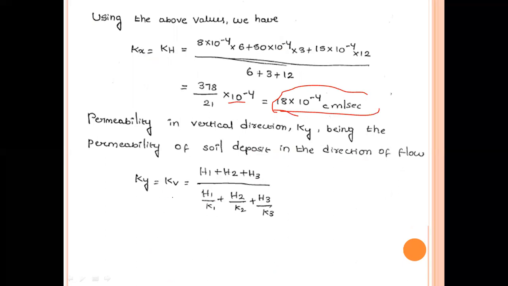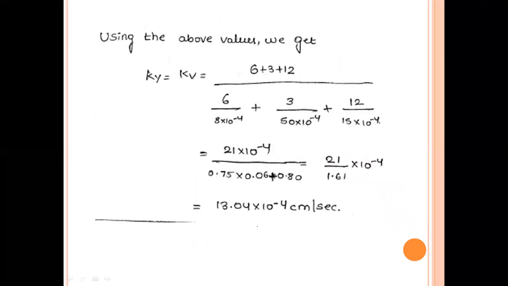Ky equals the formula H1 plus H2 plus H3 divided by H1 by K1 plus H2 by K2 plus H3 by K3. Substituting values: H1 plus H2 plus H3 is 6 plus 3 plus 12. Then H1 by K1 is 6 divided by 8 × 10⁻⁴, plus H2, 3 divided by 15 × 10⁻⁴, plus 12 by 15 × 10⁻⁴.